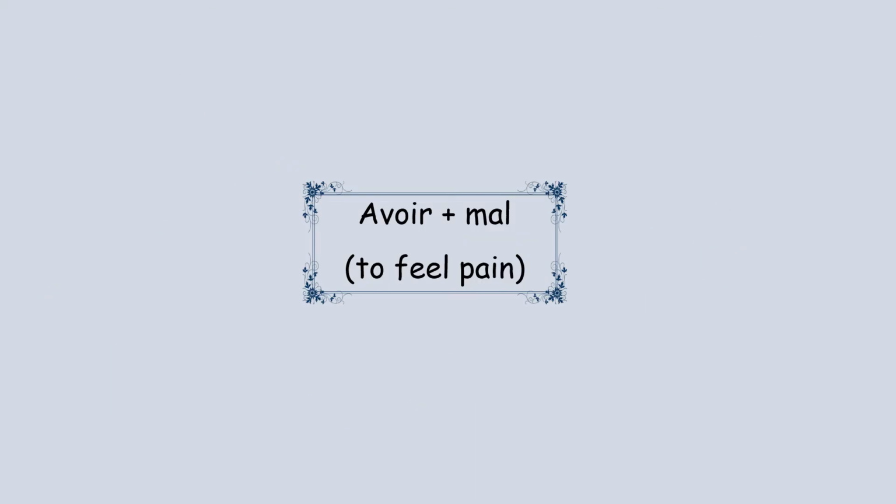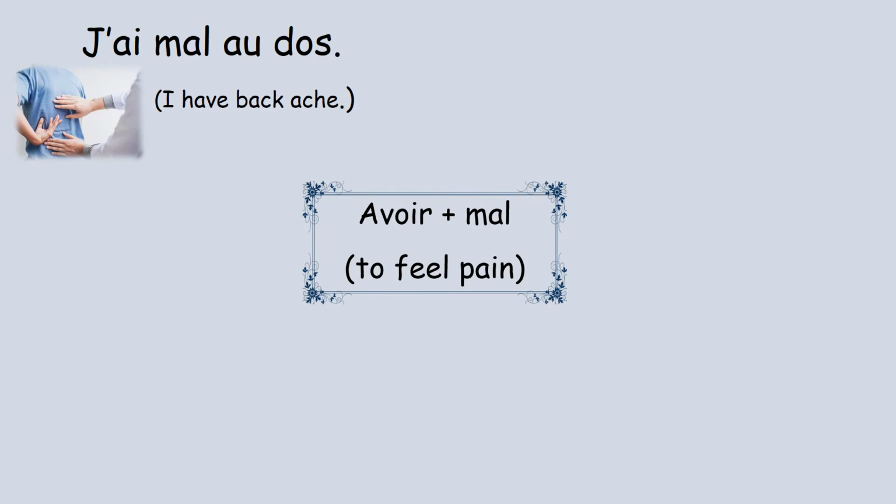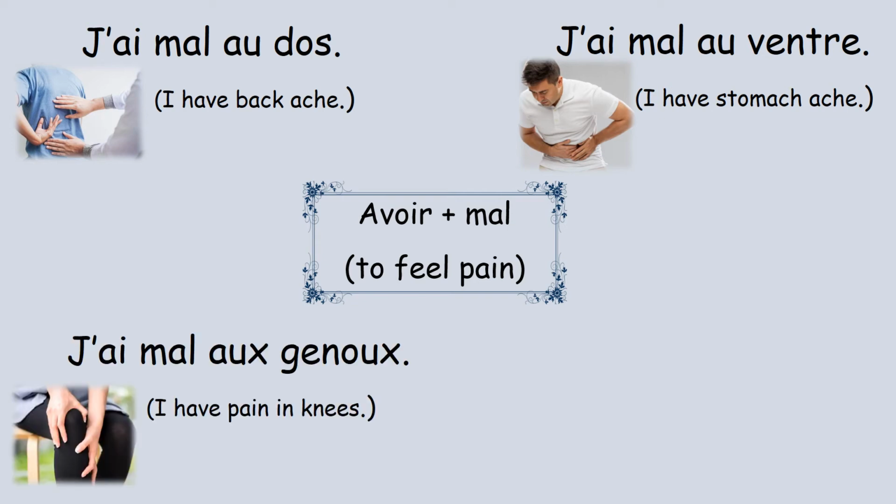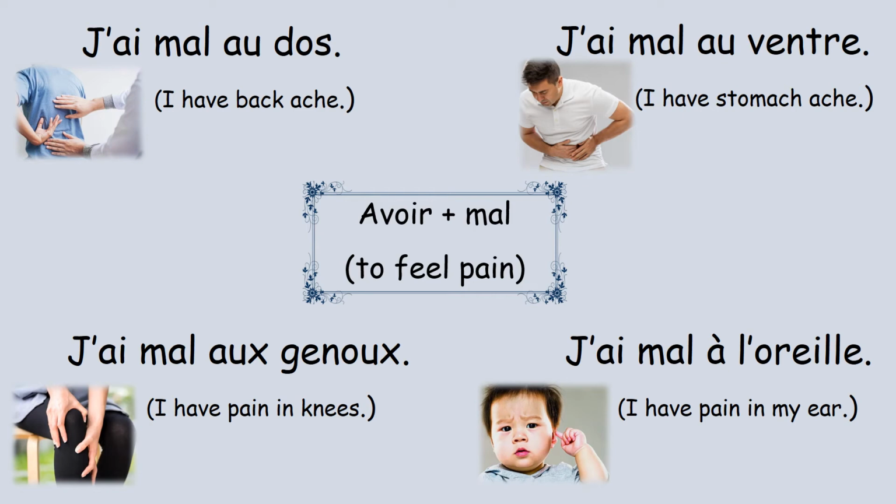In order to indicate pain in any part of the body, you would say avoir mal, and after that you use the body part. Like you would say j'ai mal au dos. Dos, the back, is the body part. J'ai mal au ventre. I have pain in my stomach. I have a stomachache. J'ai mal au genou. J'ai mal à l'oreille.